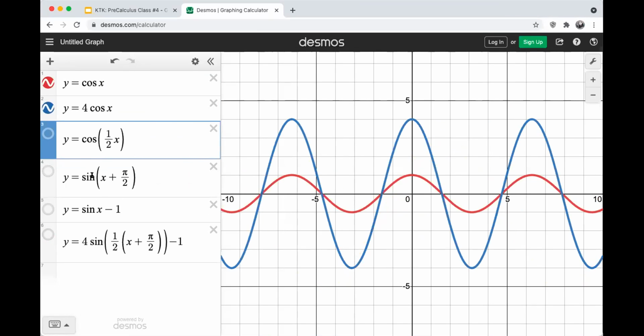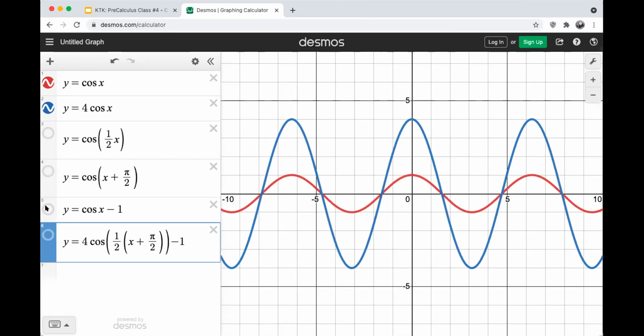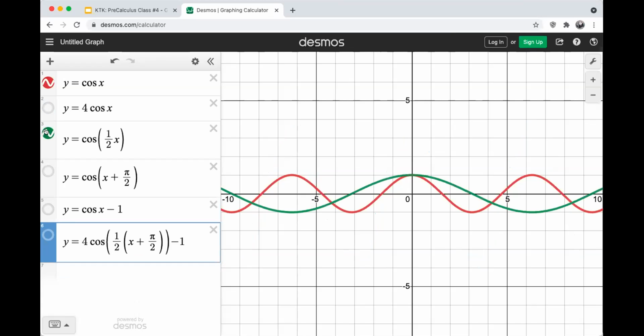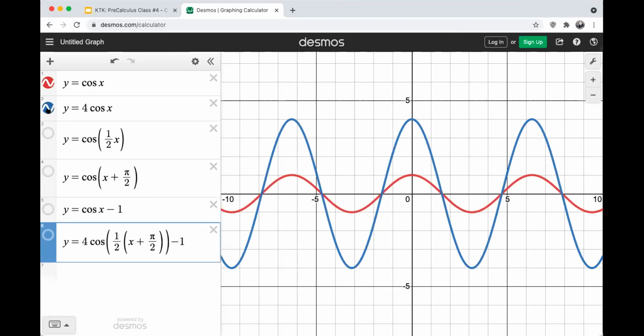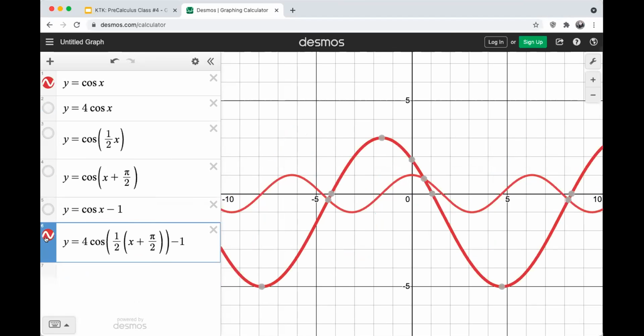Well, let's take a look at that. Just look, it's the same graph. The only difference is, again, that horizontal stretch. You see here, same graph. Now you have the phase shift. It's important to know the terminology for that. So phase shift, vertical shift, horizontal stretch, amplitude. We've got the amplitude change from 1 to 4 here. Phase shift, vertical shift, and then our final graph.